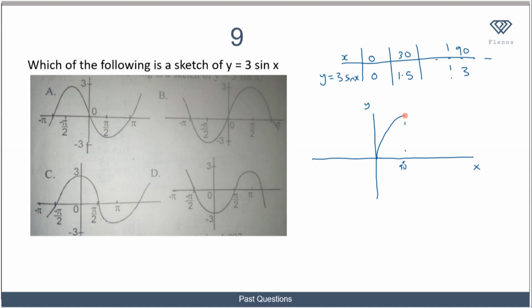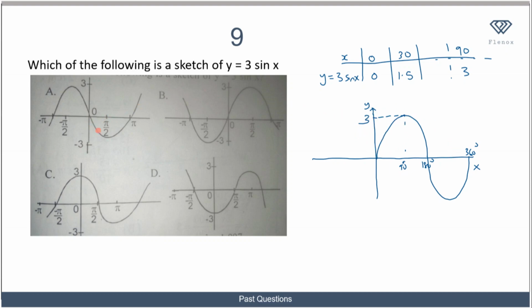before it moves down again to 180 degrees. Then it moves down till you get to 360 degrees. So if you remember, this was the sketch for our sine graph. Now since the number in front of sine x is 3, the amplitude is going to be 3. So this maximum point here is going to be 3. So this is basically the sketch.